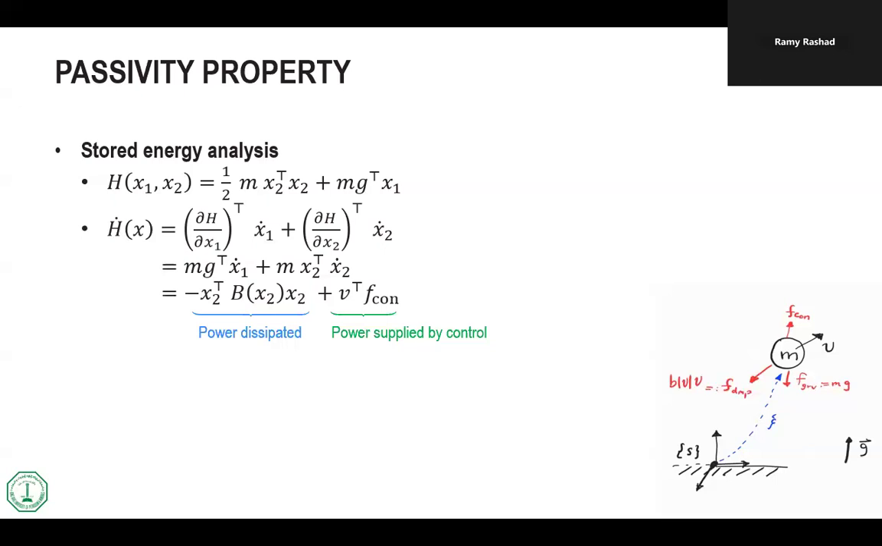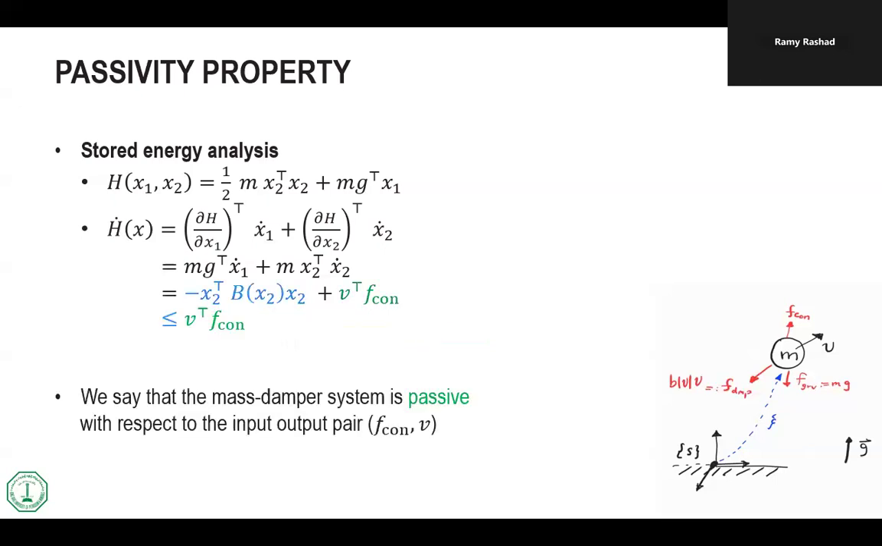However, with respect to the first term, we can always say that x2 transpose multiplied by this matrix that's positive semi-definite multiplied by x2 is always greater than or equal to 0. This is just the definition of a positive semi-definite matrix. And there's a minus sign, which means that it's always going to be decreasing. If you have power in a damper, it's always going to be dissipated. It makes sense, friction is always dissipating energy, which means that this H dot is less than or equal to this product.